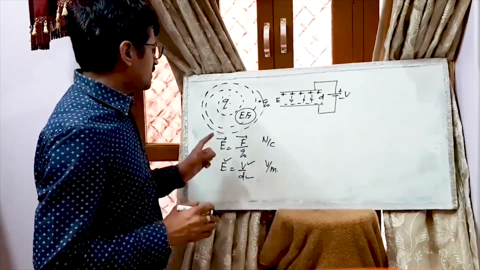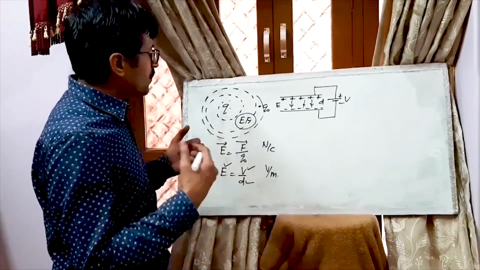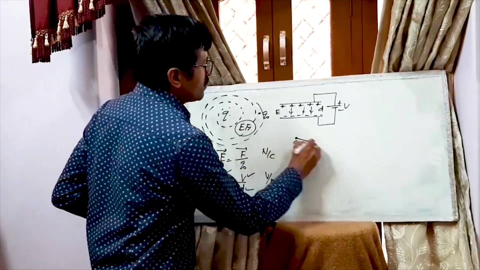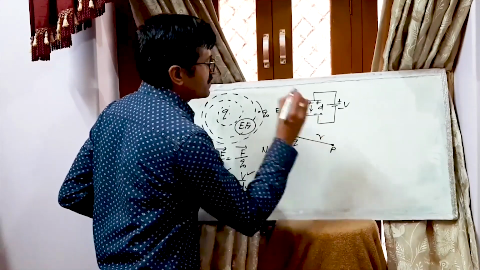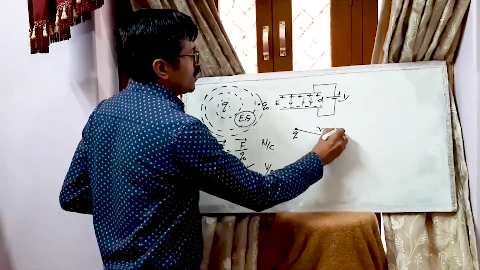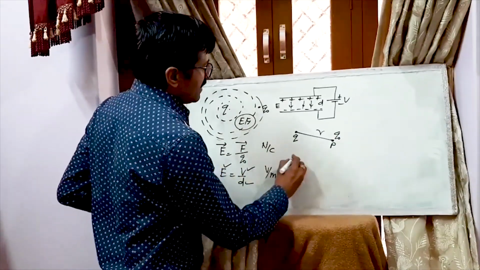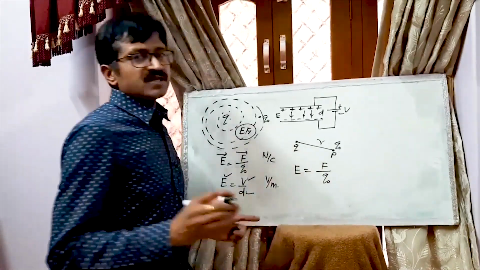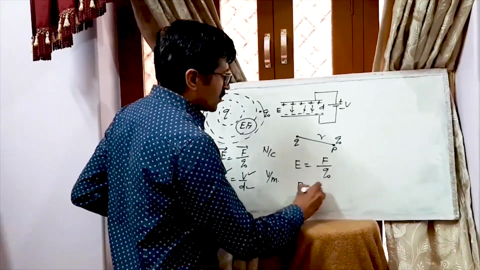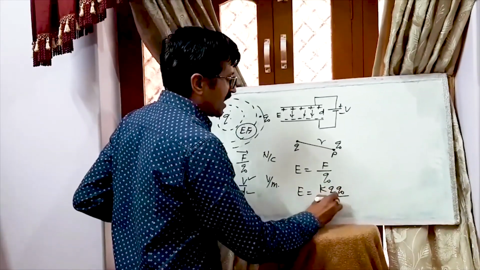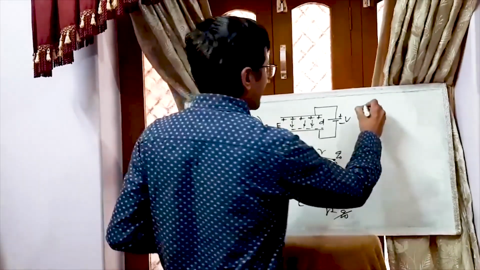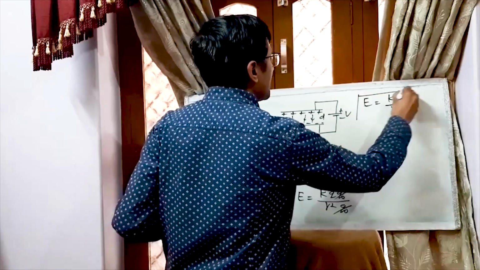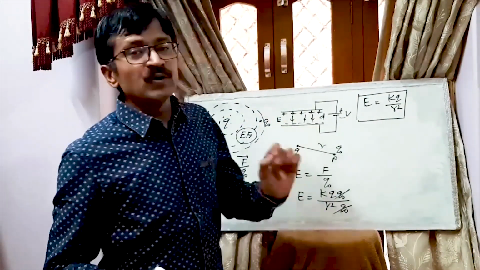Now, what about electric field intensity due to a point charge? How can it be obtained? Suppose this is a point charge Q. You have to find electric field intensity at this observation point P. First of all, you have to put a test charge Q naught. Electric field intensity E is equal to F upon Q naught. Force, by Coulomb's law, is K Q Q naught upon R square, so E equals K Q Q naught upon R square Q naught. Q naught will get cancelled. E will be KQ upon R square. This is electric field intensity due to a point charge.